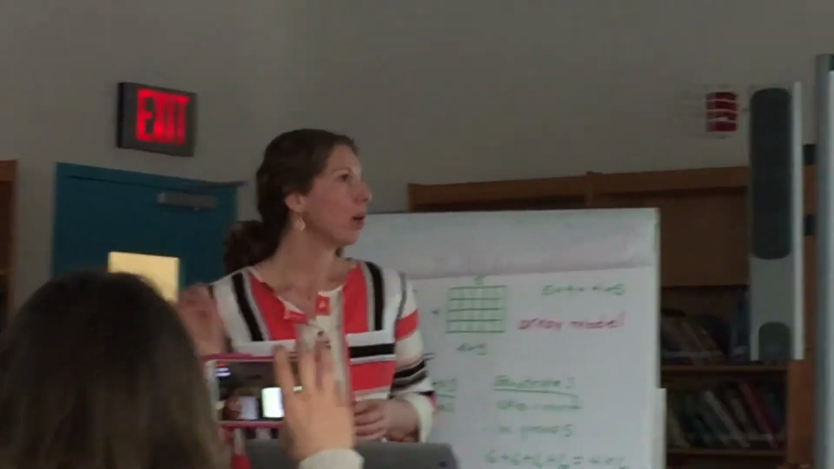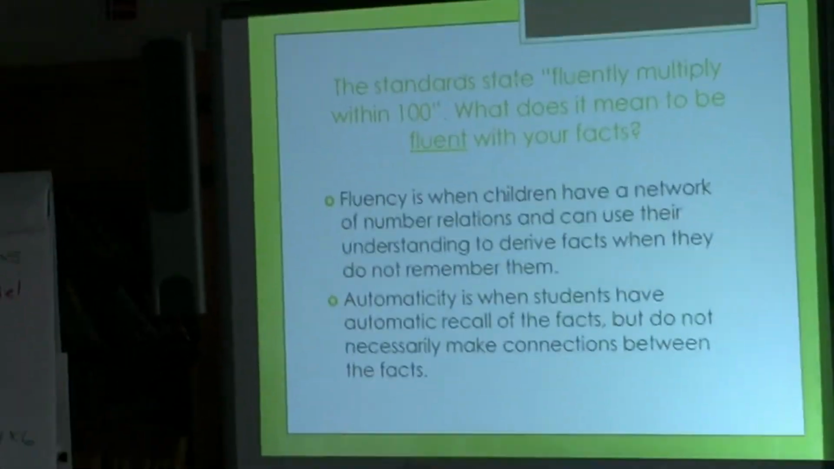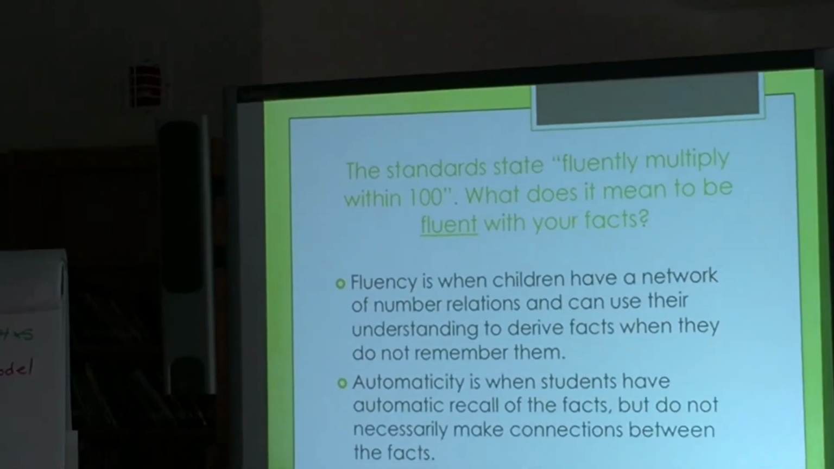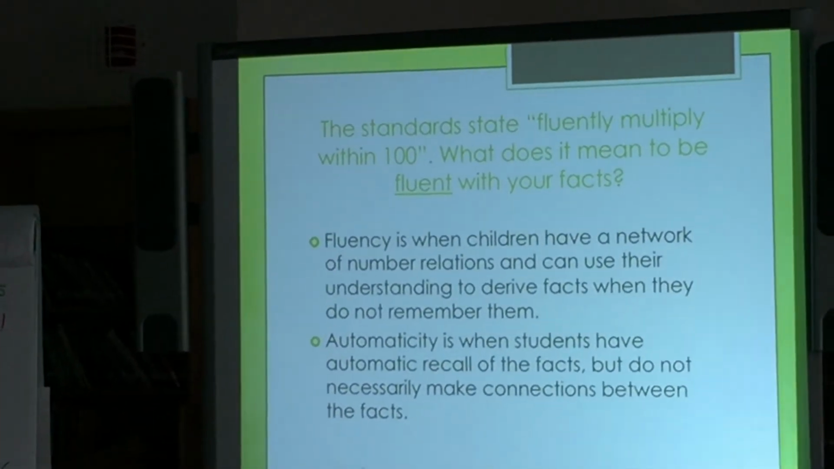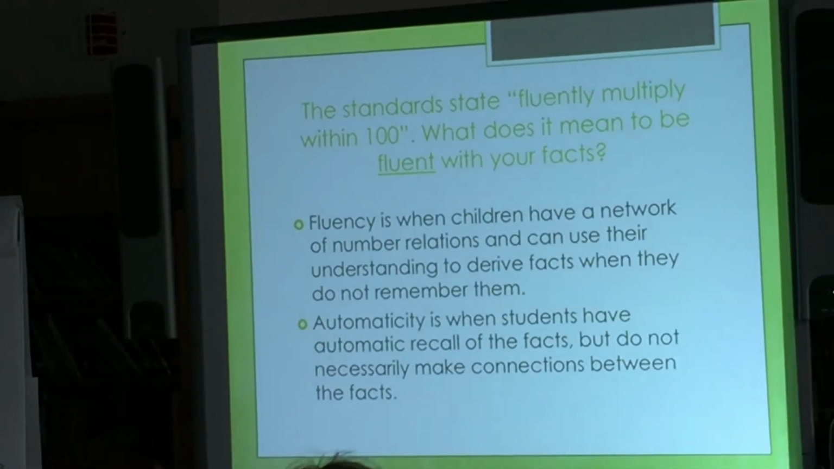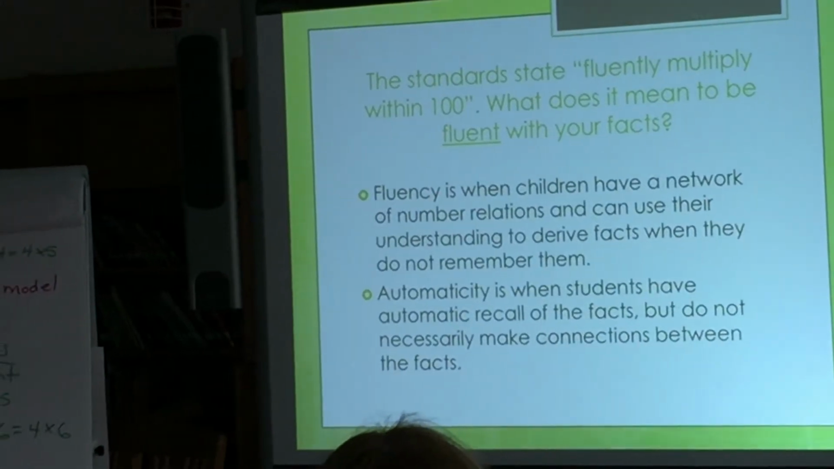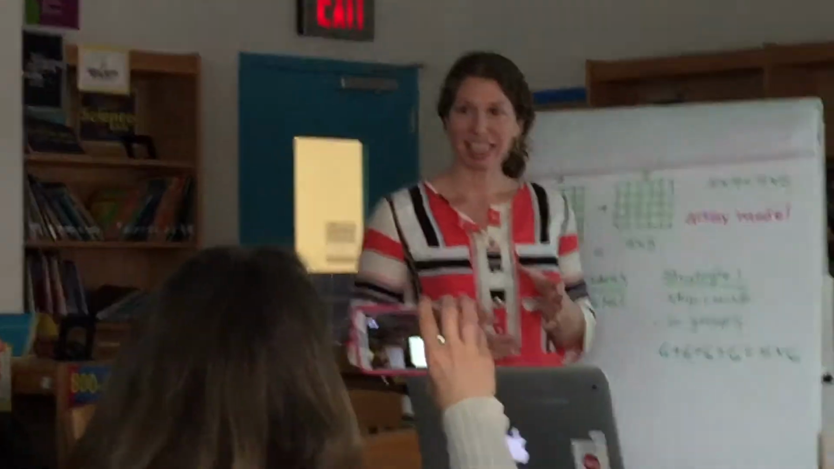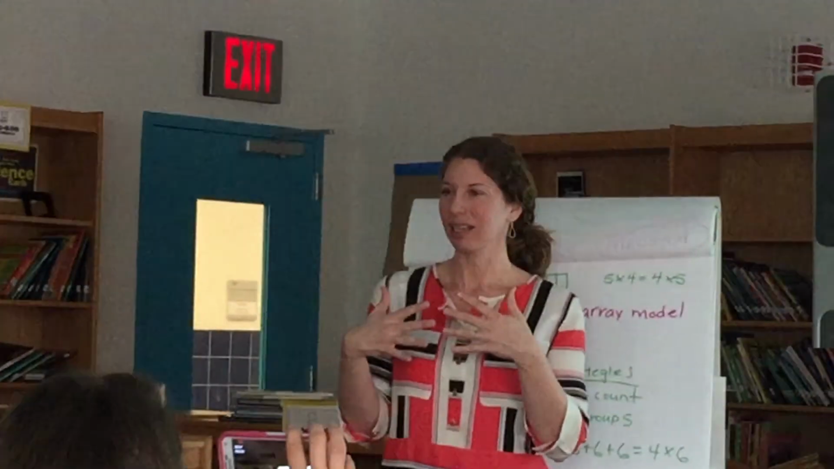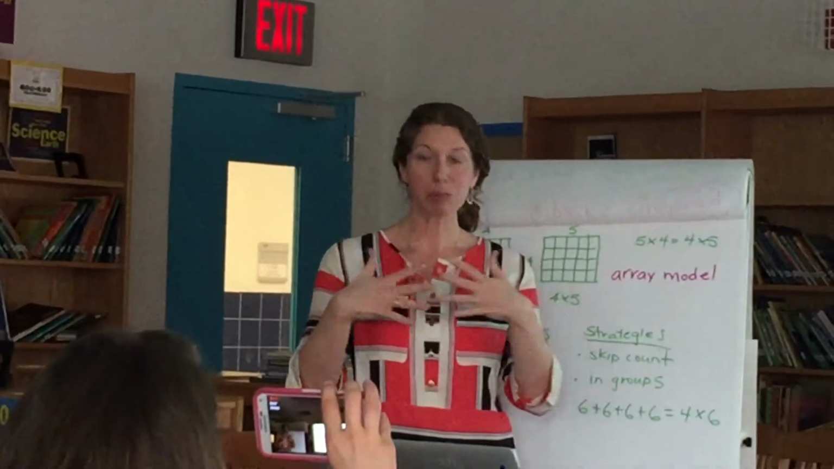So I want to point out this vignette between Sonal and Kevin because of what the standards say. One thing that the standards say is this word fluently, that kids need to be able to fluently multiply within 100. And so I brought up this vignette to have us think about what does it mean to be fluent with your facts. So fluency is when kids have a network of number relationships and they can use that understanding when they don't remember them. That's what fluency is.